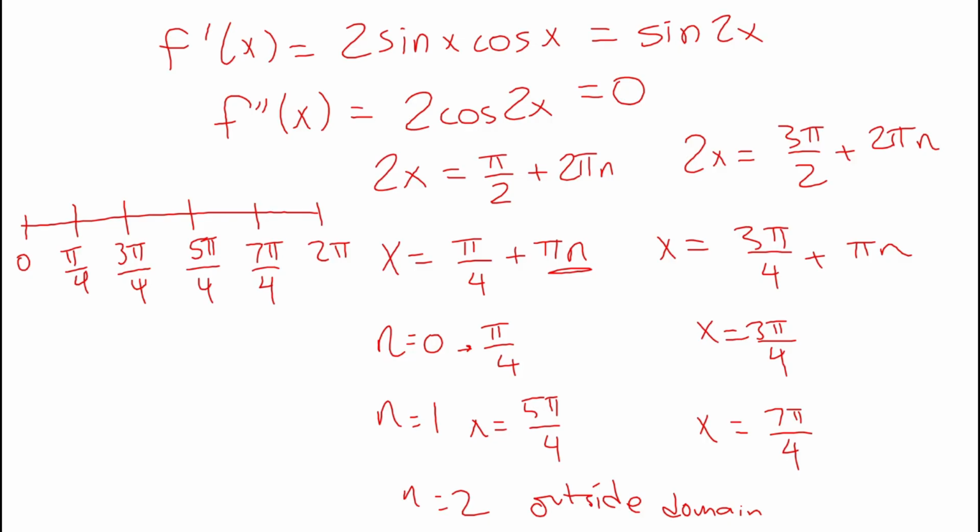And so when we do that, we'll just test some values into our second derivative. Right? If we take something between 0 and pi over 4 and double it, we're still in the first quadrant, right?